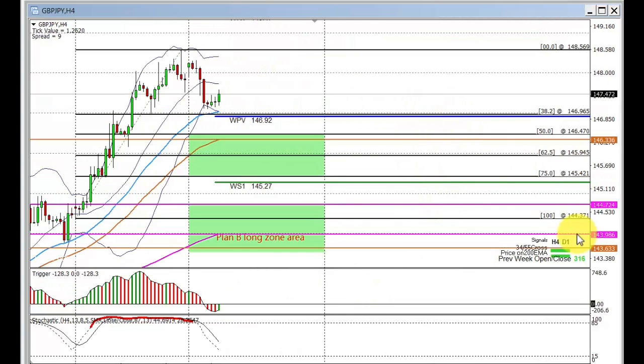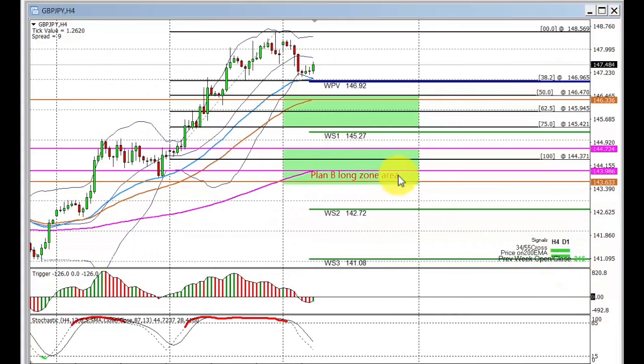Pound JPY 4 hour, 4 hours long, daily is long, everything is green. We had a big move last week, we closed 316 pips higher than the opening. So here we can flip the 4 hour from the bottom to the top. Our zone 146.47, coming down to 145.42. Areas of interest for me will be the 55 at 146.33.